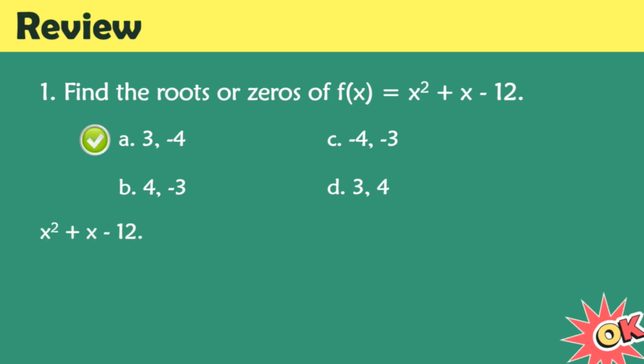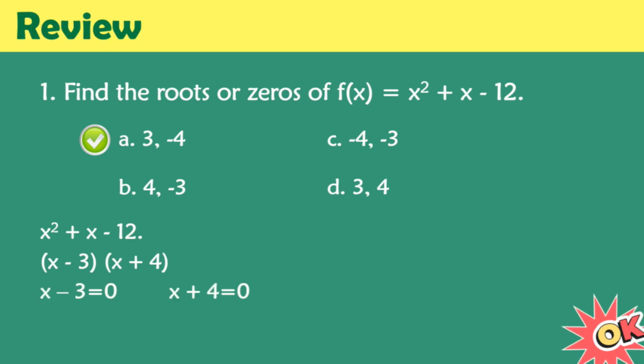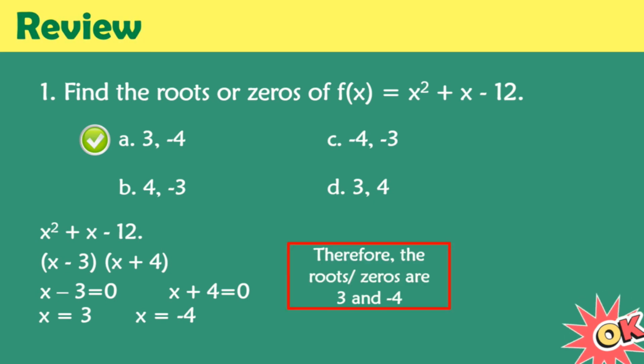The factors of x squared plus x minus 12 are the quantity of x minus 3 times the quantity of x plus 4. Equate them to 0, it will become x minus 3 equals 0, x plus 4 equals 0. And x is equal to positive 3 and x is equal to negative 4. Therefore, the roots or zeros are 3 and negative 4.